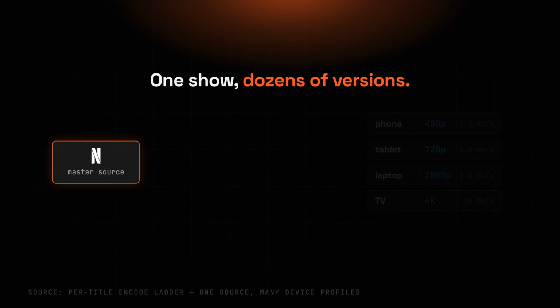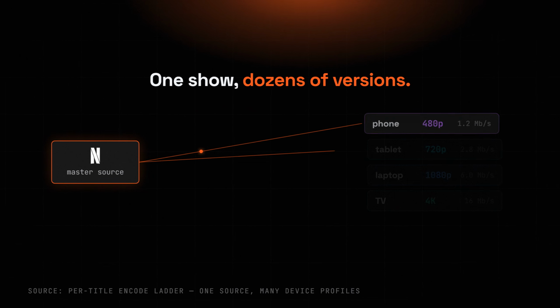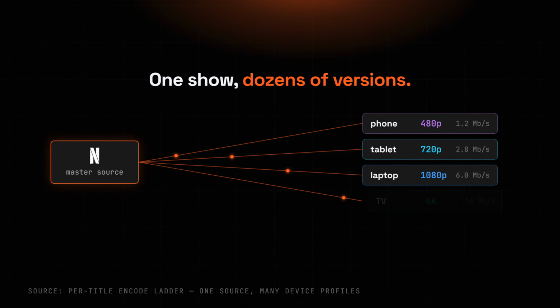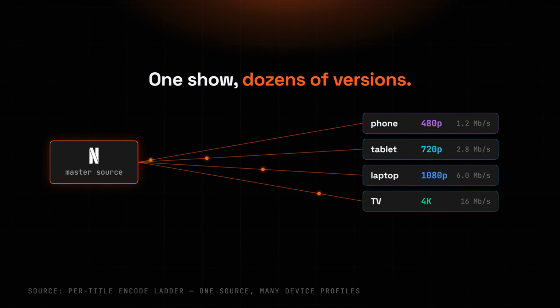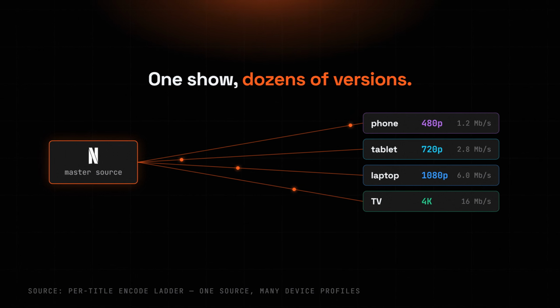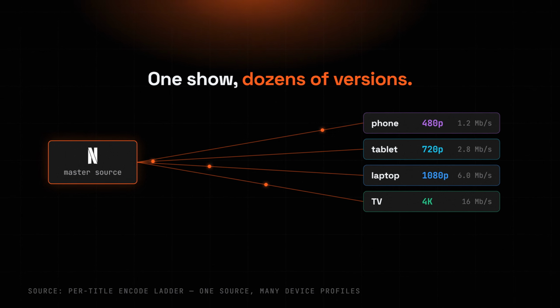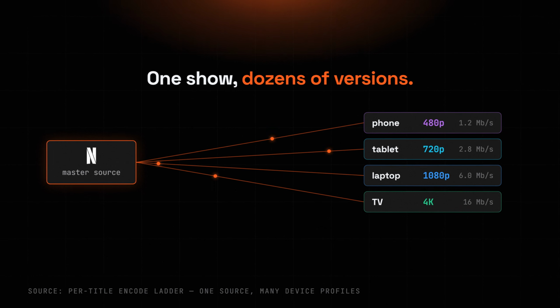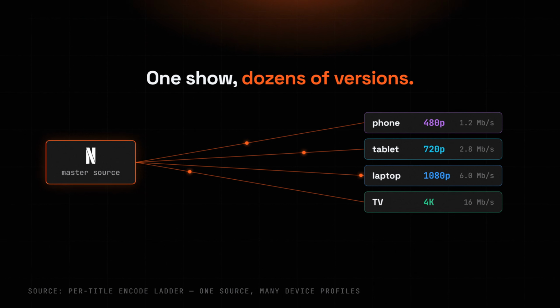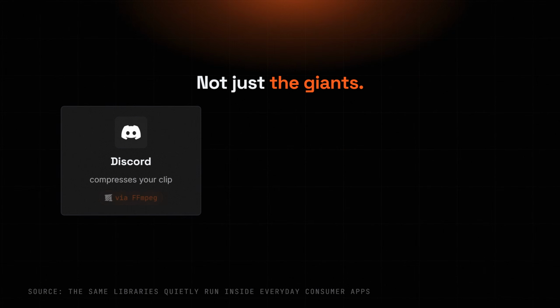When a service like Netflix prepares one show, it does not encode it just once. It encodes dozens of versions, different resolutions, different bit rates, each tuned for a different device, so the picture looks flawless on a phone on a moving train and on a giant TV on fast fiber, both at the very same moment.